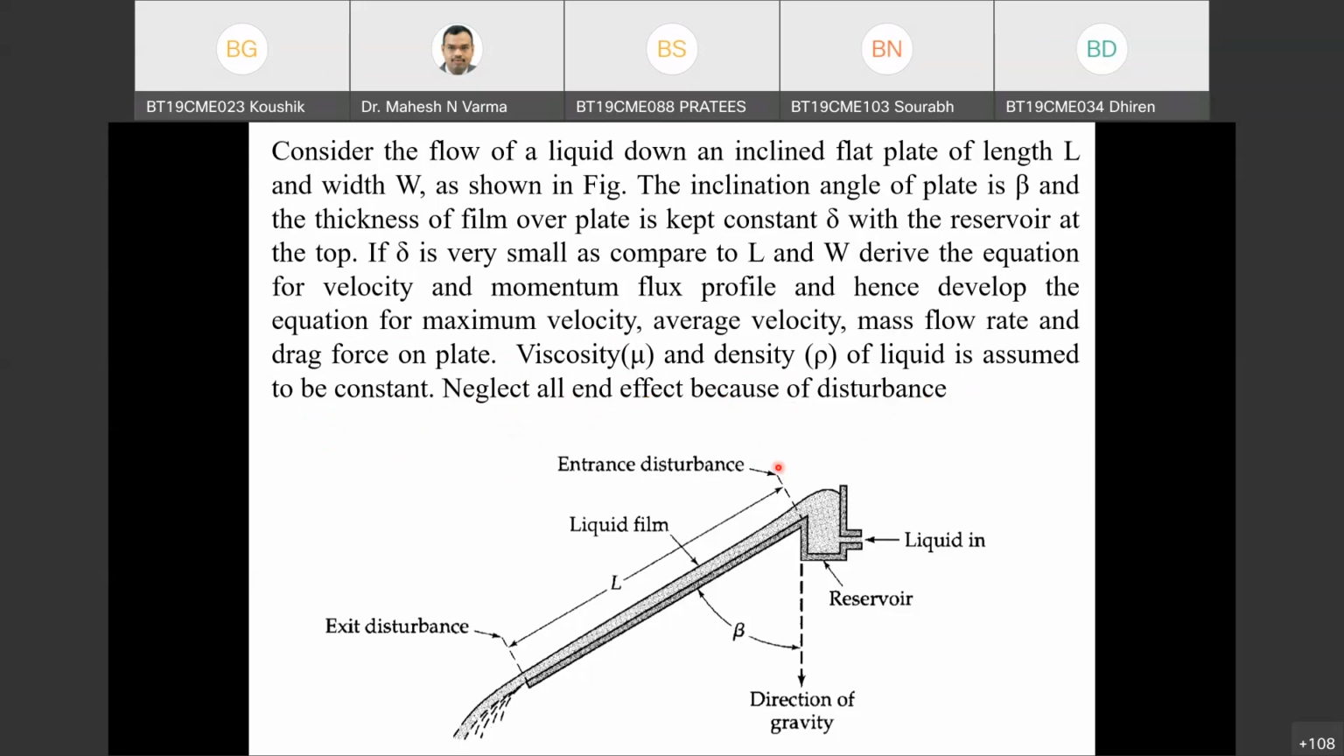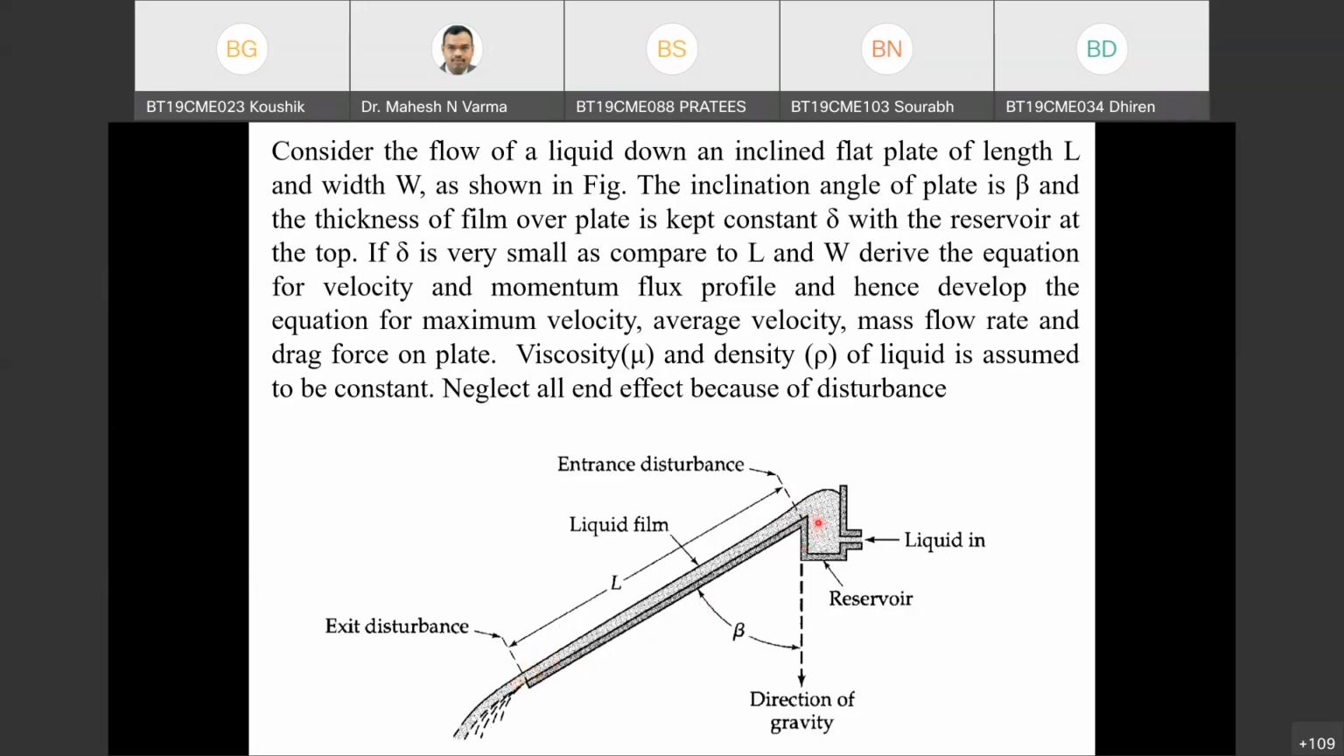So certainly I want to study fully developed flow. So neglect all end effects. Where will be end effects? In this area. Okay, in this area there will be end effects. Starting area there will be end effects. In this last area there will be end effects. So you can consider this will be entrance length and this will be exit length.